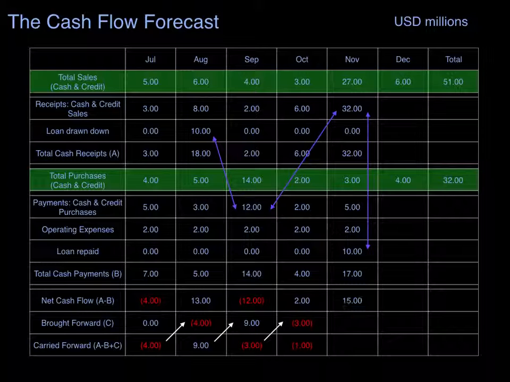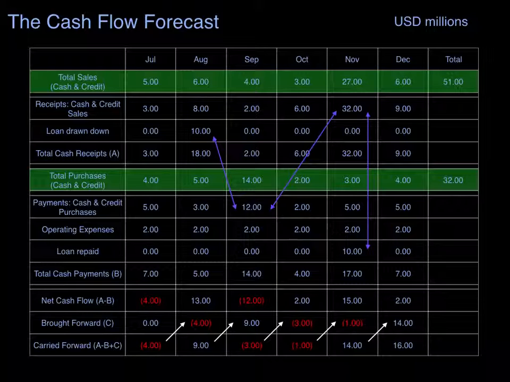Net cash flow at 15 million is very strong and easily covers the 1 million overdraft from October, leaving 14 million to carry forward to December. Cash receipts and payments for December show continuing positive trends for the business. Net cash flow is 2 million, which added to the 14 million carry forward from November gives a cash surplus of 16 million as at December the 31st. Not bad for 6 months' work.